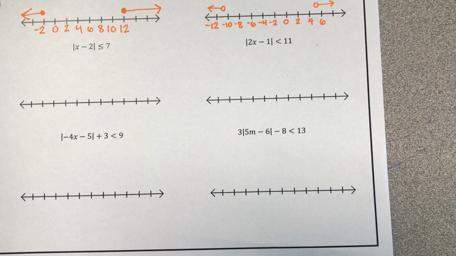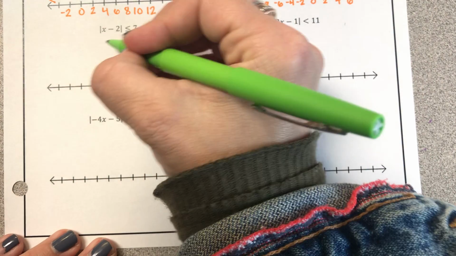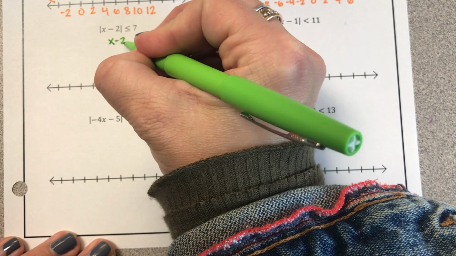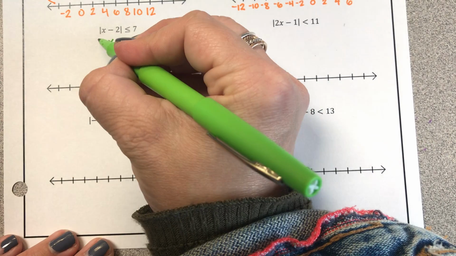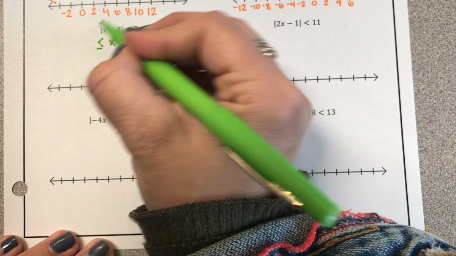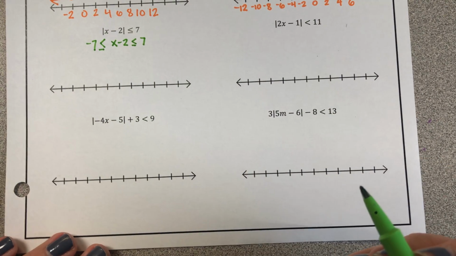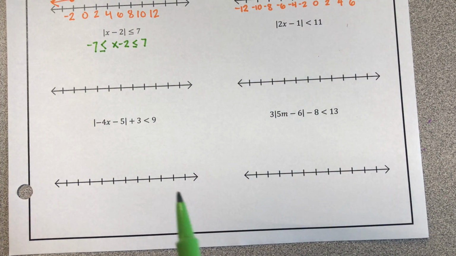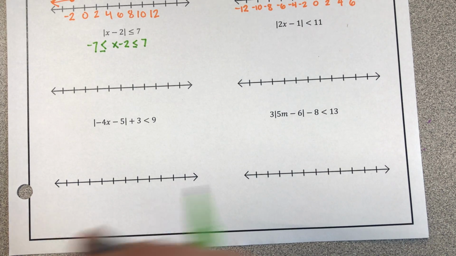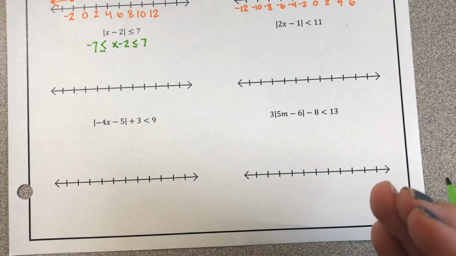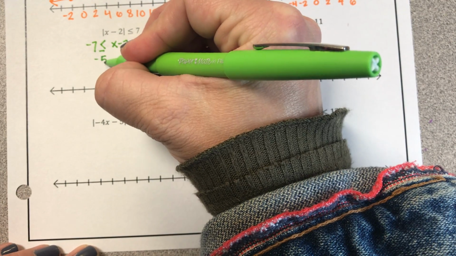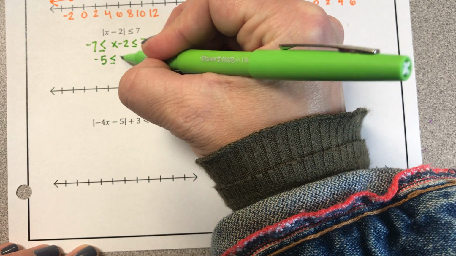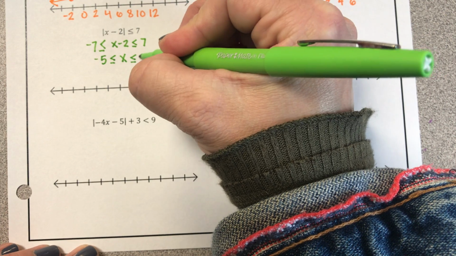So what it's telling us is that this absolute value, x minus 2, has to be less than or equal to 7, which means it could be greater than or equal to negative 7, right? If I said the absolute value, your distance from 0 is less than 7, you could go 7 to the right or 7 to the left of 0. So if I add 2 to everything, I get negative 5 is less than or equal to x, which is less than or equal to 9.